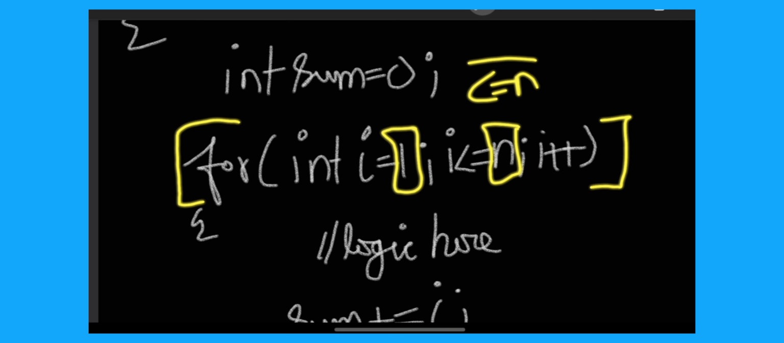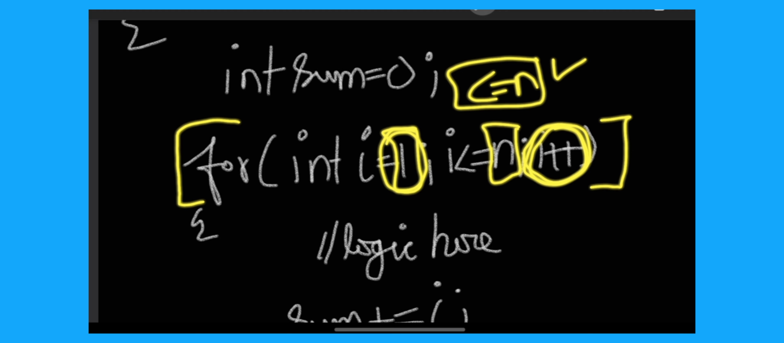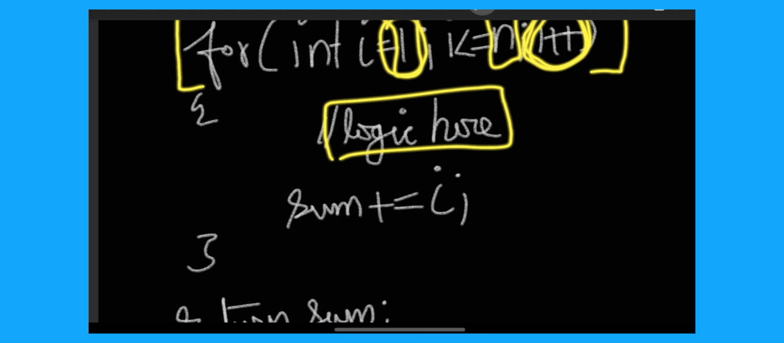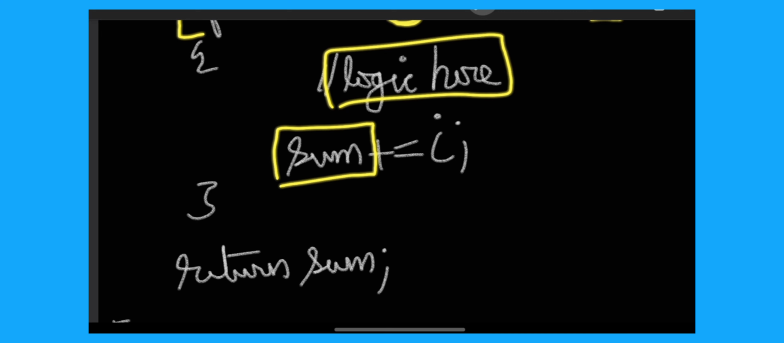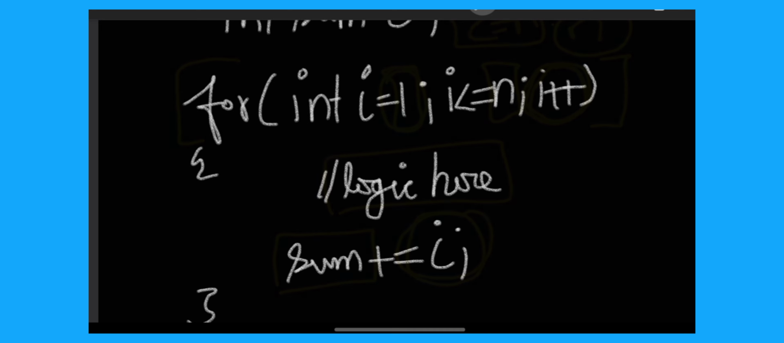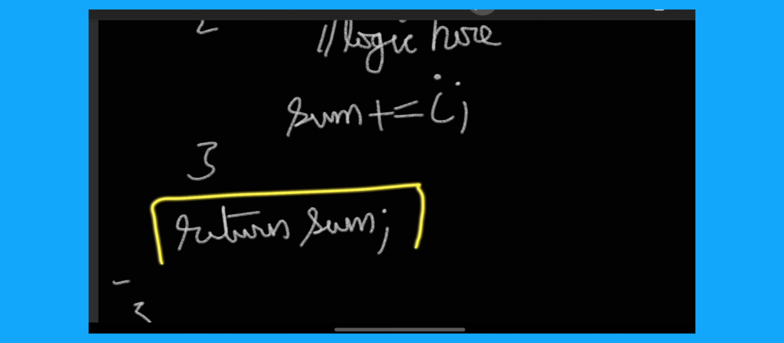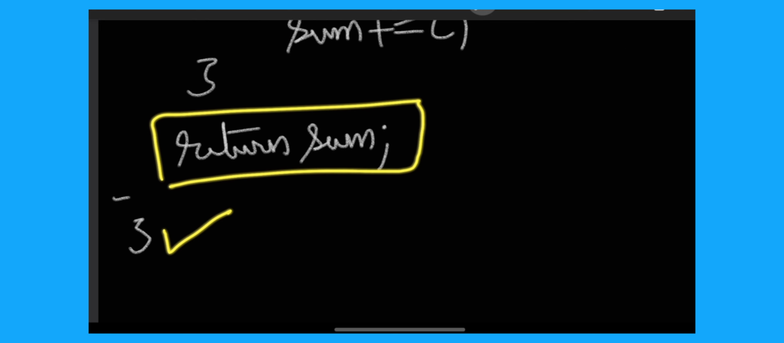Less than or equal to n will go up to the nth value, and each time we are updating the i value starting from 1 up to n. Okay, the logic here is we are adding the current sum value to the present i value, and after calculating all the sum we are going to return the sum from this function and end the function here.